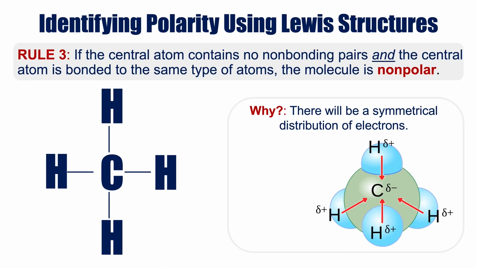The last rule states that if the central atom contains no non-bonding pairs and the central atom is bonded to the same exact type of element, the molecule is going to be nonpolar. So for CH4, we have carbon, there's no non-bonding pairs, and all of the atoms bonded to it are the same exact element. This is most likely going to be a nonpolar molecule. When both of those requirements are met, in that three-dimensional structure, the molecule is most likely going to have a symmetrical or even distribution of electrons, and there is going to be no overall net dipole moment.